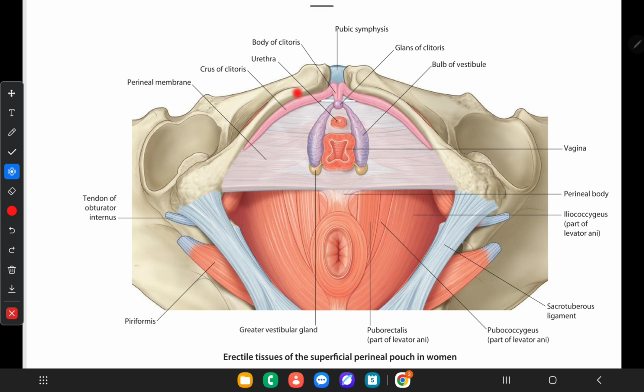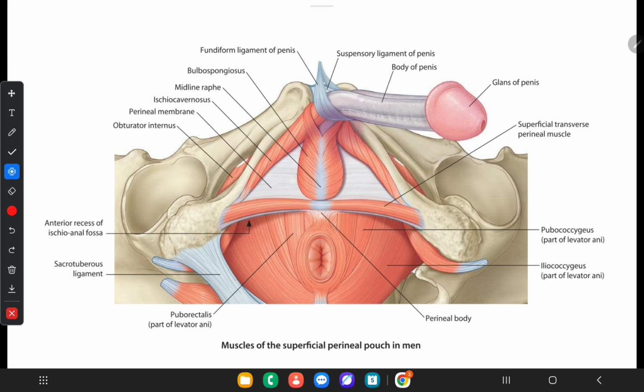After removing the muscles in the urogenital triangle in females, you can see these structures. You can see the glans clitoris here and the body of the clitoris, and here the crus of the clitoris. These crura of the clitoris are covered by the ischiocavernosus muscles. And here the bulb of the vestibule, and the urethra, vagina and the perineal membrane you can see. This perineal membrane is the one which separates the superficial perineal pouch and the deep perineal pouch. Here you can see the greater vestibular gland, or the Bartholin's gland.